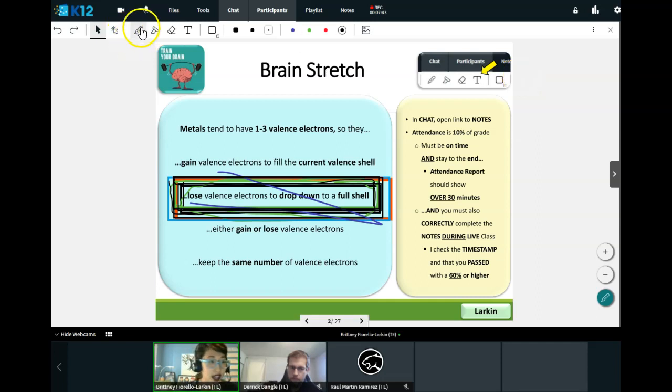All right, looking good. Let's go ahead and start going over these answers. So let's take a look here. Metals tend to have 1 to 3 valence electrons. Remember, most atoms actually want how many in total? Tell me in the chat.